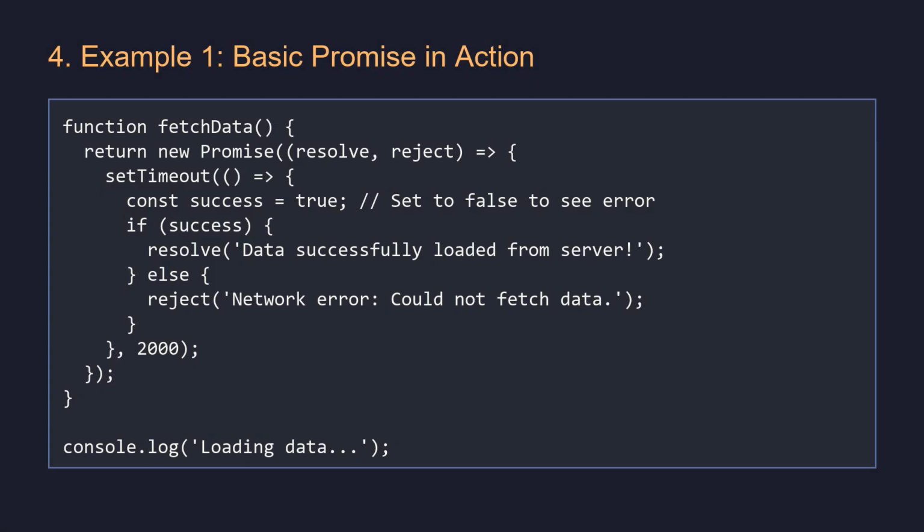Let's see a simple example. Here, we are simulating a data fetch using setTimeout to mimic network delay. After 2 seconds, the promise resolves with a success message. If there were an error, it would reject and the catch block would handle it. Notice how the loading message appears immediately, and the success message only after the delay. This is non-blocking in action.